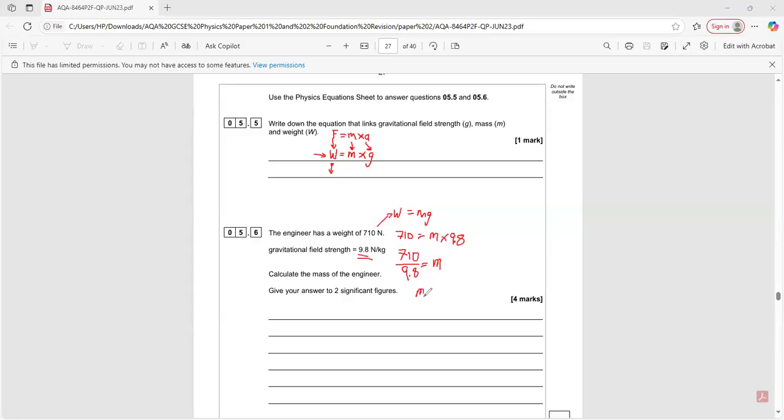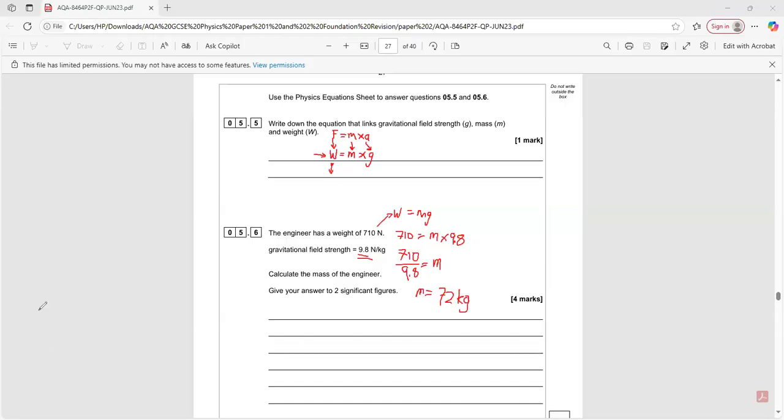710 divided by 9.8. 72.4. And it says two significant figures. That's going to give me 72, isn't it? Yeah. Okay, so that's it. We got it. So that engineer is pretty heavy, 72 kilograms. Okay, so are you good with this? Can we move on?